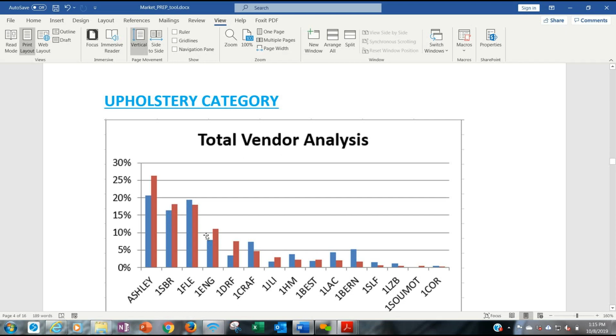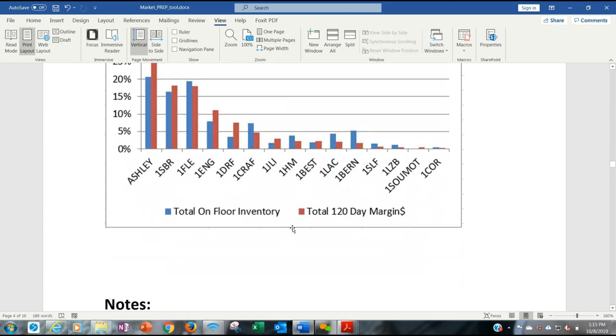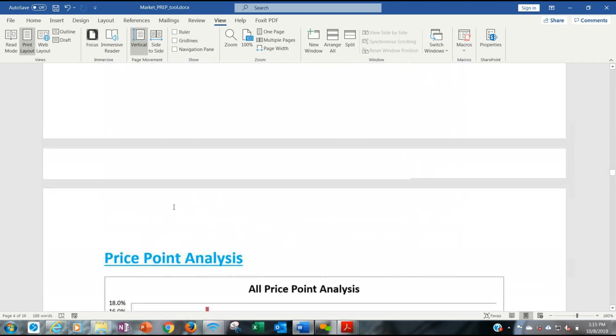So just having that awareness and information in front of you as you maybe have a target showroom list that you're going to visit at market, really understanding what the last 4 months look like for each of the vendors whose showroom I'm going to visit, based on how much I have on the floor versus margin dollars. Okay. And then a section there for notes.